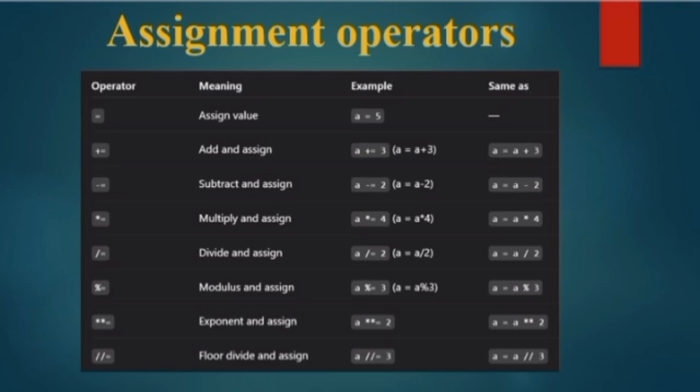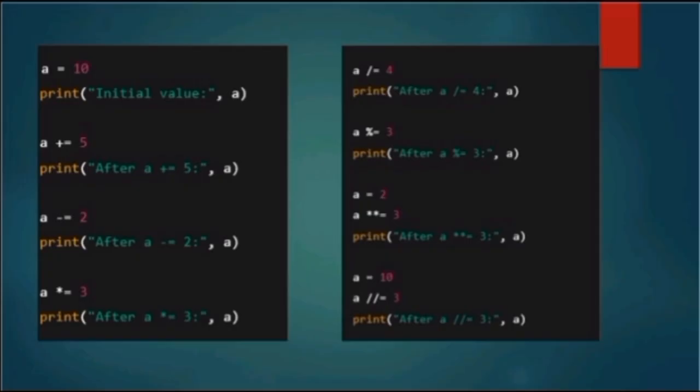Similarly, a *= 4 means a = a * 4. And similarly, division, modulo division, exponential, and float division all happen in the same way. These operators make calculations more efficient and help simplify code. You can see that the image contains two blocks of Python code demonstrating the different assignment operators and how they modify the value of a variable a. You should practice this code in VS Code, so you can get some experience with these operators.